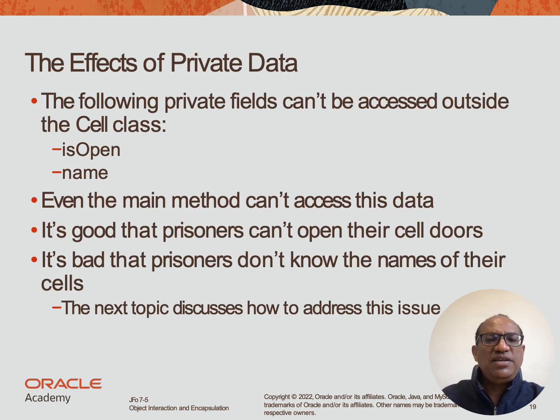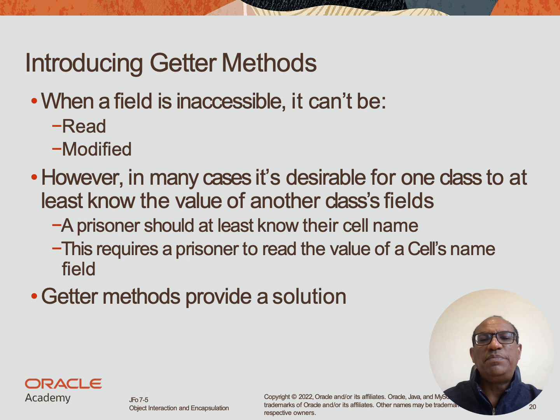With those fields private, even the main method can't access them. And thankfully, neither can a prisoner. Encapsulation is now enforcing rules like no prisoner shall open a cell door. But now you've got a new problem. The prisoner can't even read their cell name. That's not ideal either. We need a way to safely access the private data.